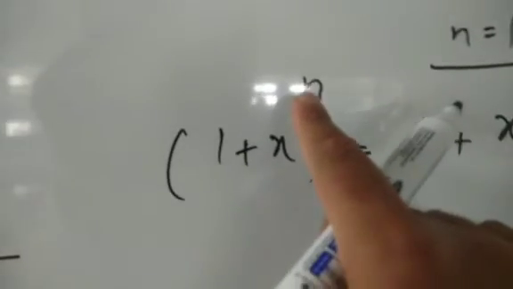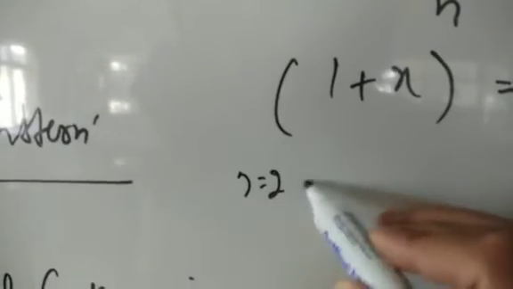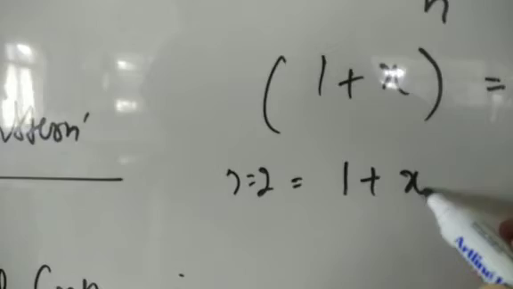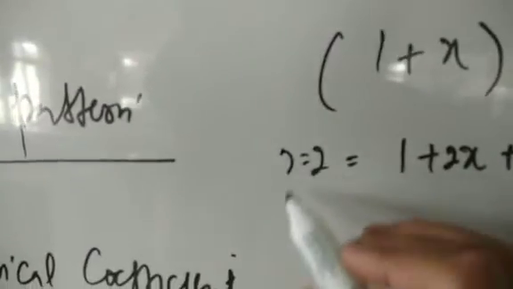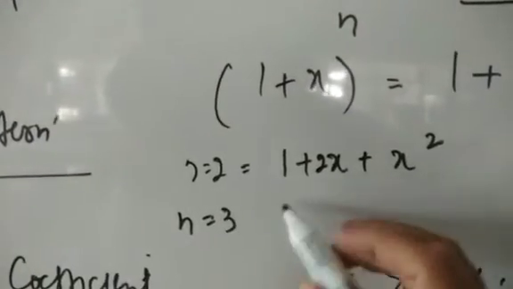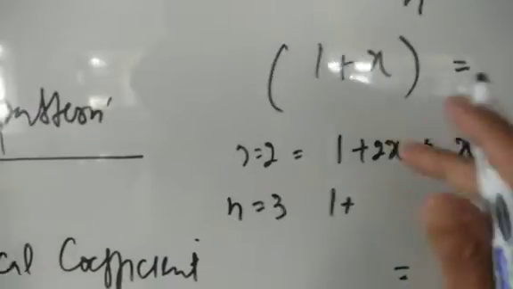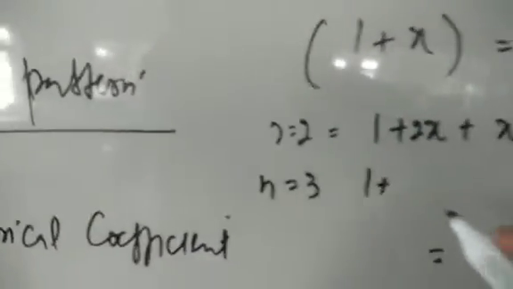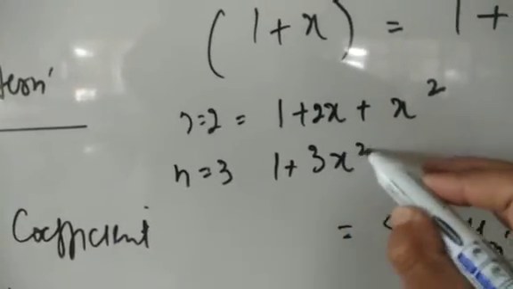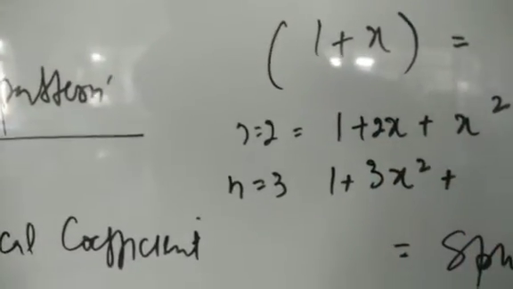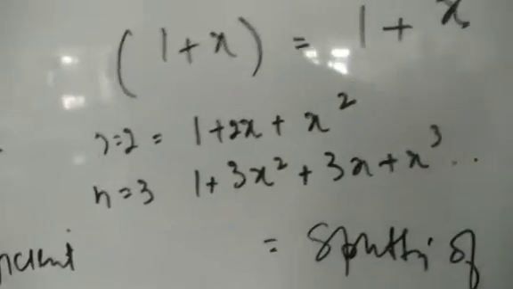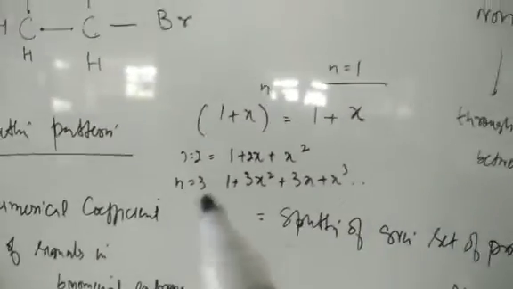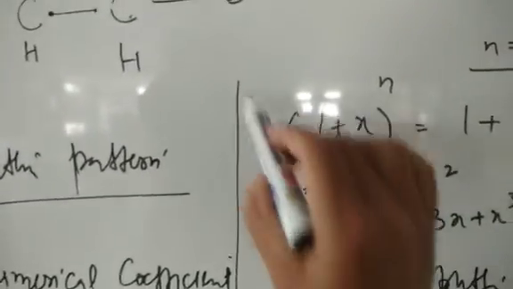If you give n the value 2, that's 1 plus 2x plus x square. Likewise, if n is equal to 3, that's 1 plus 3x plus 3x square plus x cube, and so on. So the splitting pattern actually follows this binomial expression.